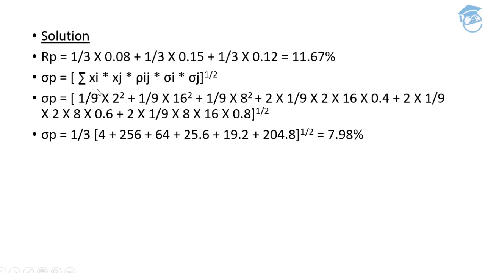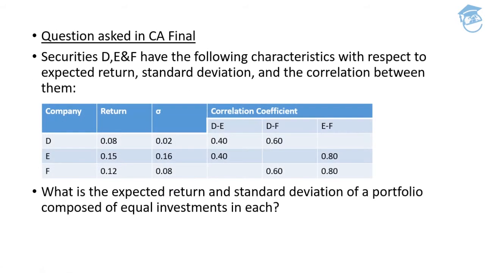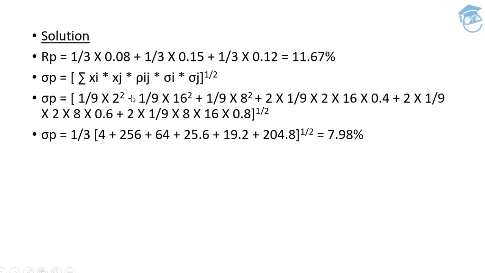So A square, which is 1 divided by 9, multiply it with the return part, which is 2. In this portion, the 2% is the return for security D, 2 square, plus 1 divided by 9, again multiply it with 16 square, which is the return for security number 2. And then here it comes. Basically, it's not the return. That's where the problem was. It's the deviation part. Okay, it's a deviation because we are calculating the deviations. We are not calculating the return.